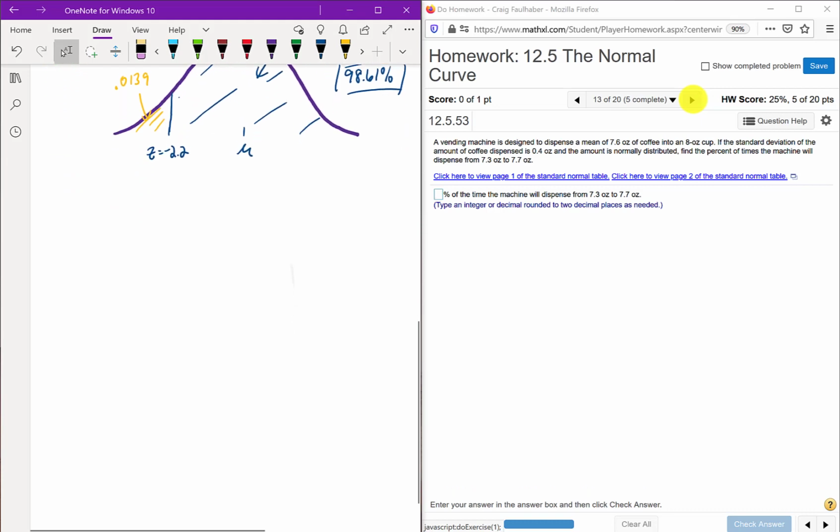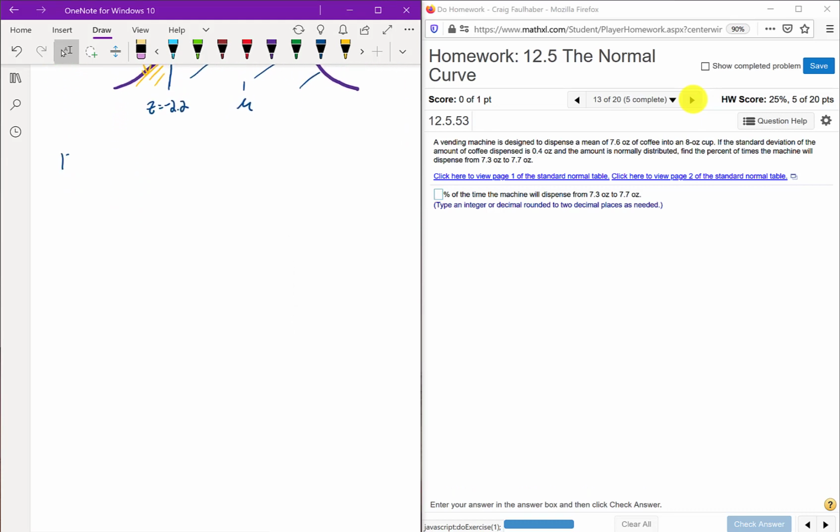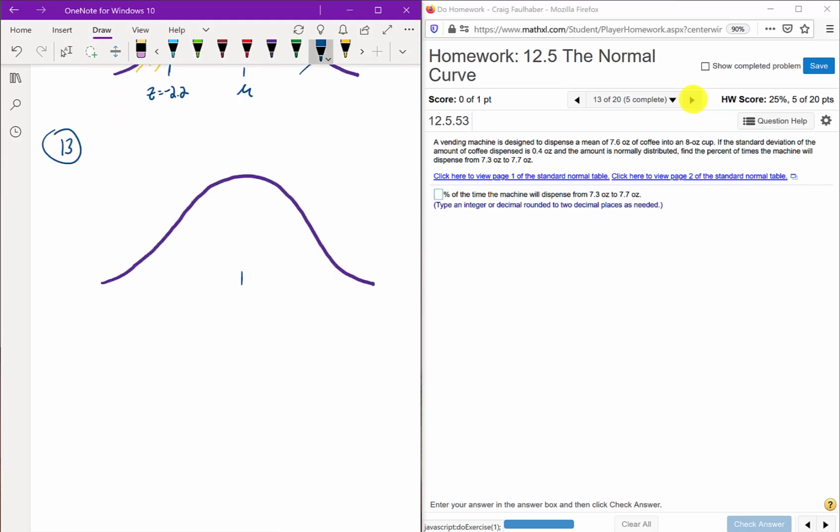All right, I always like to have a picture, so I'm going to draw something out here. Here's our normal distribution, and the mean right there is going to be 7.6 ounces. I'm going to exaggerate this picture a little bit for spacing reasons, but we are being asked how much data falls between 7.3 ounces and 7.7 ounces. So we are wondering, what is this area under this curve between 7.3 and 7.7?